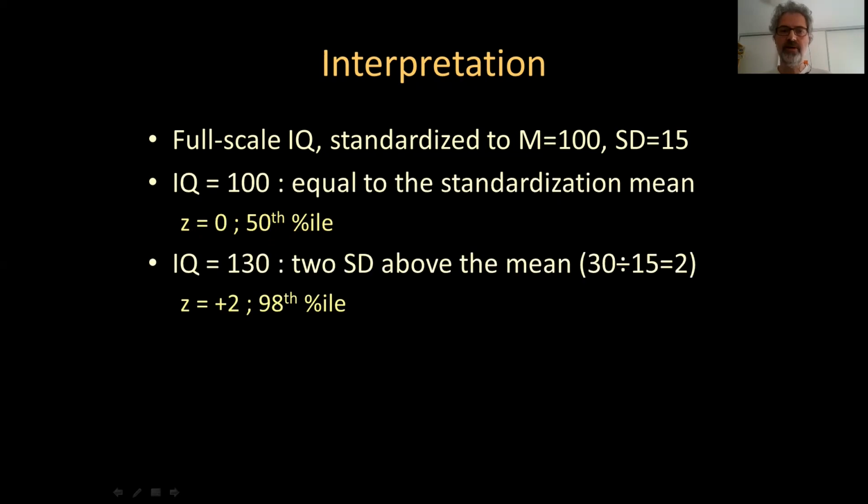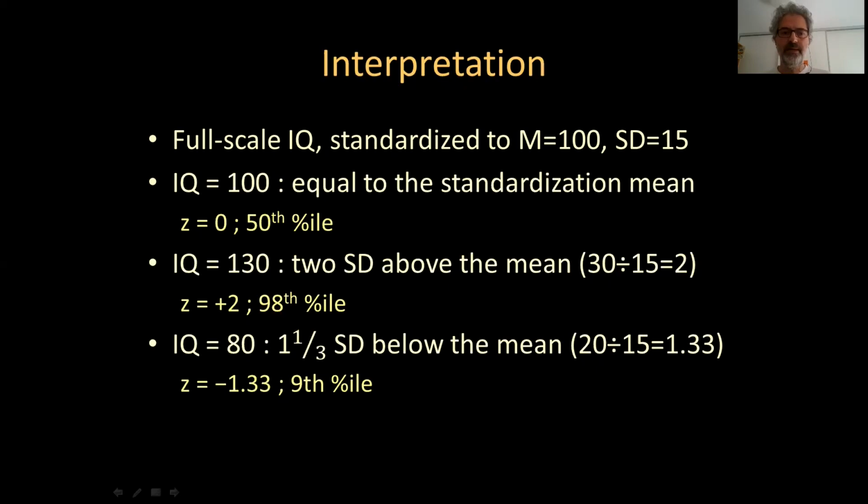What does an IQ of 130 mean? Well, 130 is 30 above the mean, and 30 is twice the standard deviation of 15. So an IQ of 130 means 2 standard deviations above the mean. That is a z-score of +2, which corresponds to the 98th percentile. Note that we don't usually use decimal places for percentiles. We round them to integers so that they're easier to interpret. So we say the 98th percentile here.